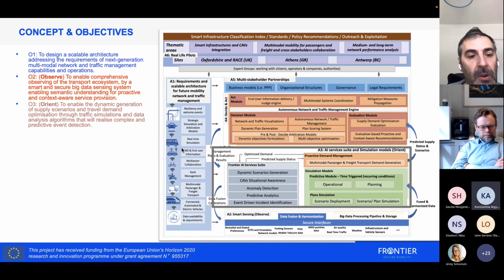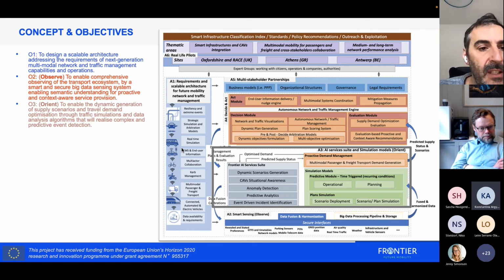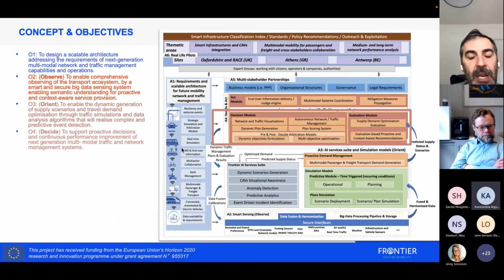We have two elements on this. We have the data-driven algorithms, which are mainly machine learning and AI algorithms, but also the simulation framework. We use these in combination for services like incident detection, traffic forecasting, response plan assessment, etc. Once this data has been processed and enriched, we use it for decision making, and the decision making is basically related to network management.